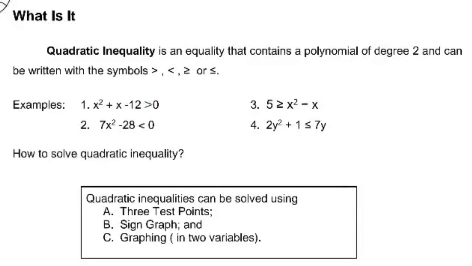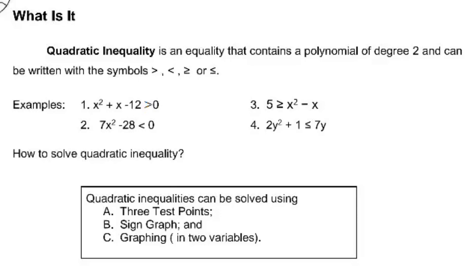What is it? A quadratic inequality is an inequality that contains a polynomial of degree 2 and can be written with the symbols greater than, lesser than, greater than or equal to, or lesser than or equal to. Examples here: x squared plus x minus 12 is greater than 0; 7x squared minus 28 is lesser than 0; 5 is greater than or equal to x squared minus x; and 2y squared plus 1 lesser than or equal to 7y.